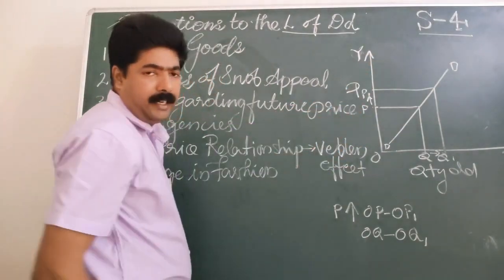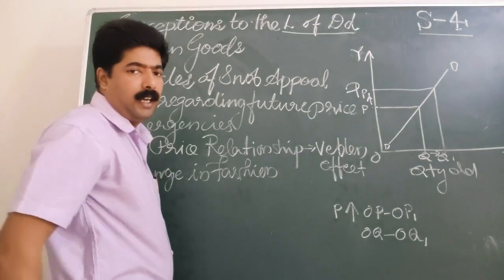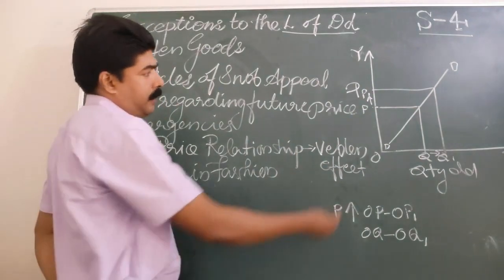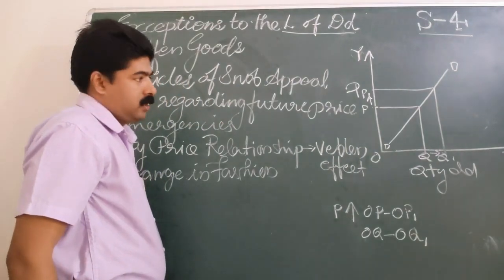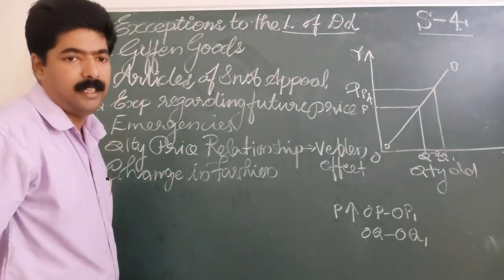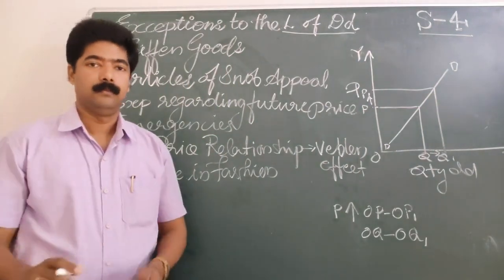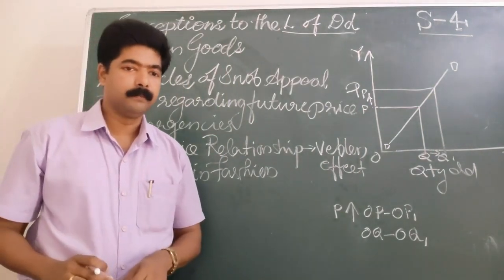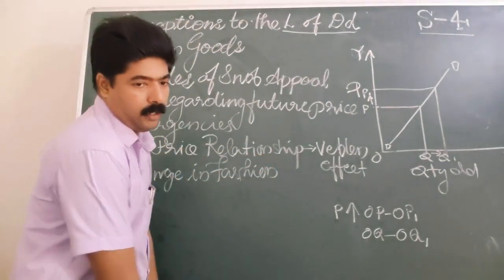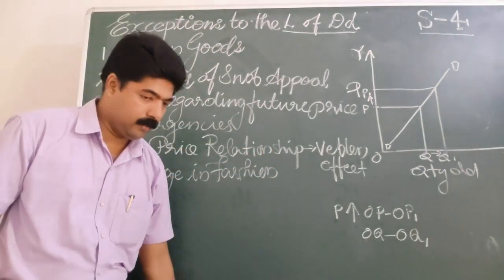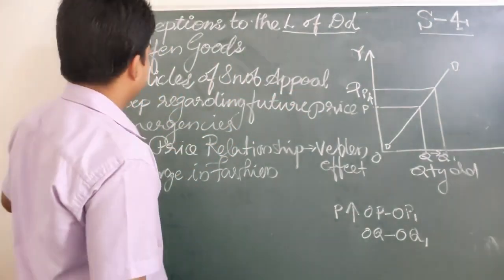The shape of the demand curve is positively sloping. What does it show? It shows the relation that when the price of a commodity increases, the quantity demanded of the commodity also increases. That is what you can show in these points. Are you clear? Okay, so these are the exceptions to the law of demand. Now we will move to another topic.